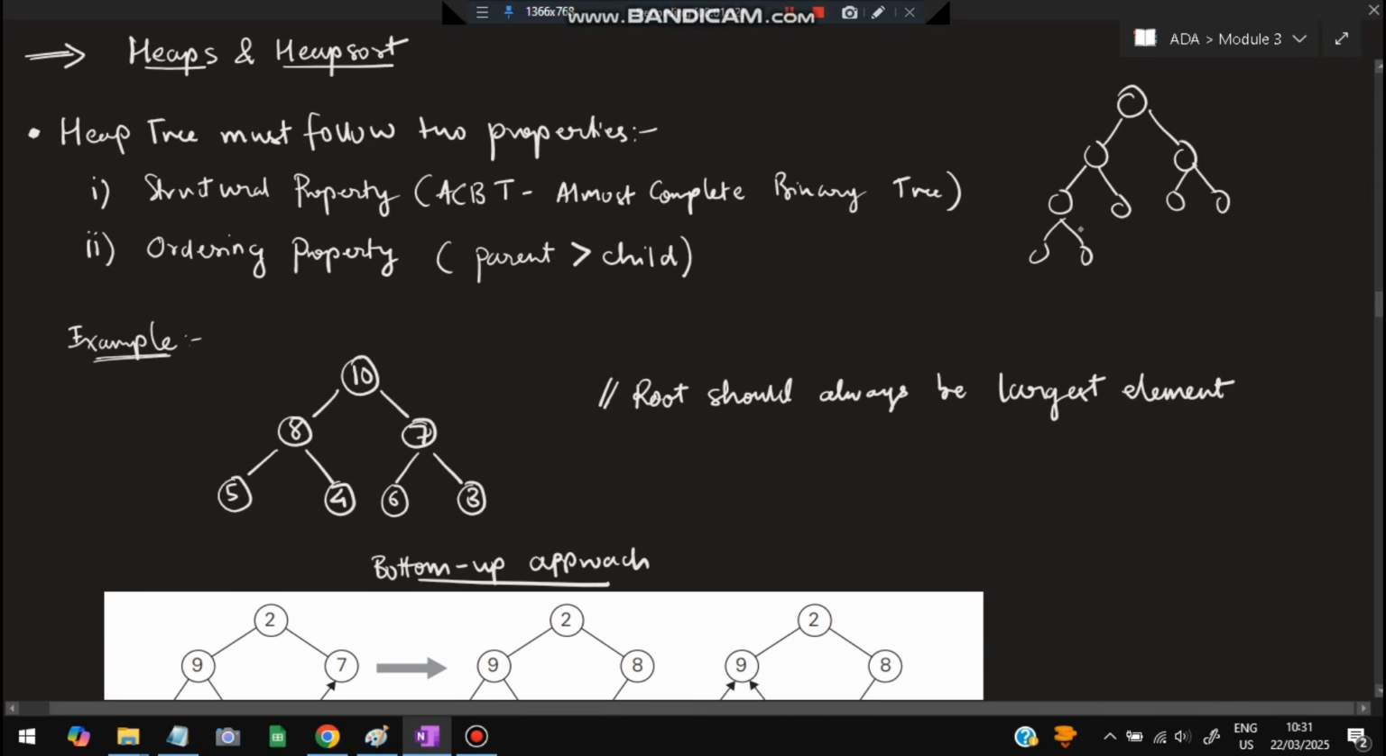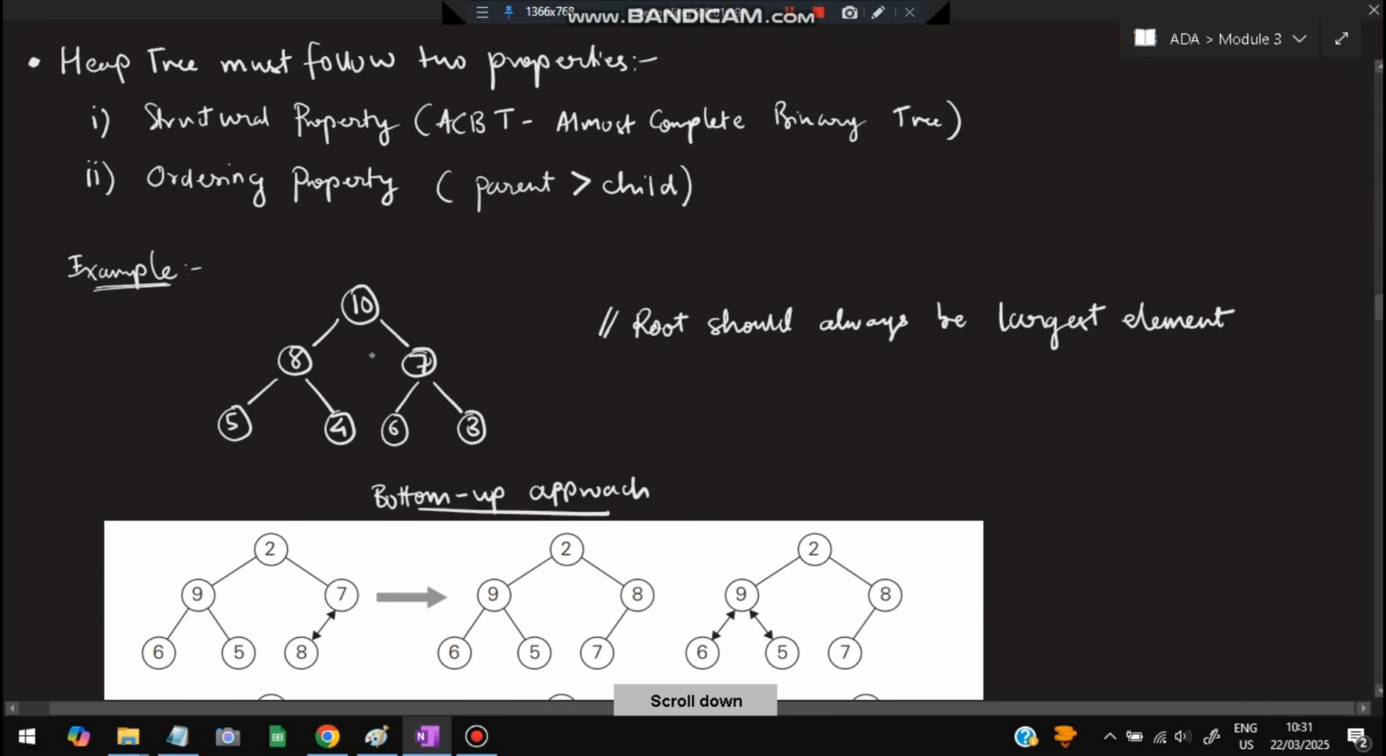It should be having a structural property. Second thing is very simple, it should have the ordering property, which is parent should be greater than child. If you see an example here, in every node the parent is greater than the child values, parent is greater than the child values, right? So this ordering property is satisfied here.